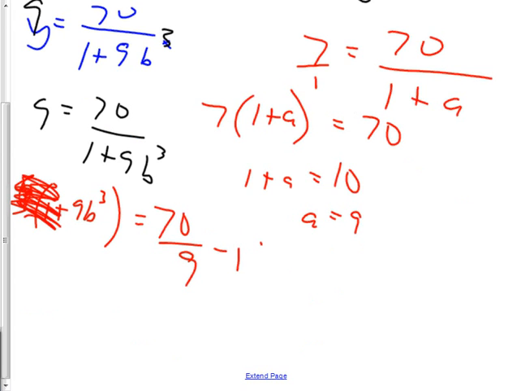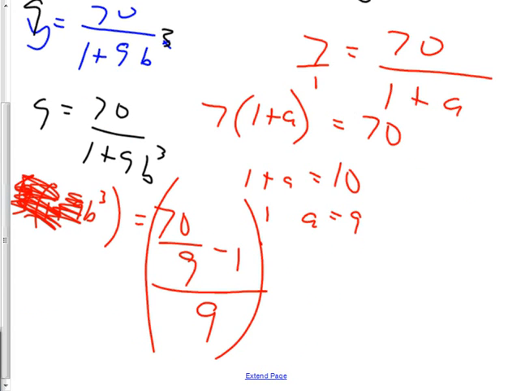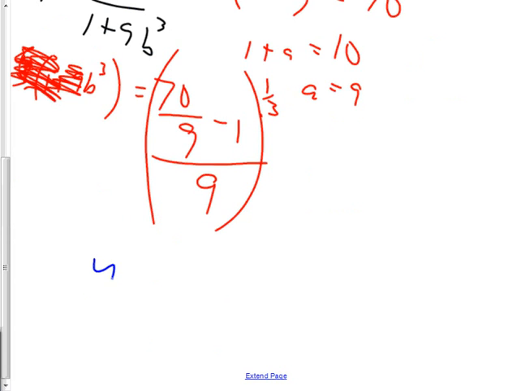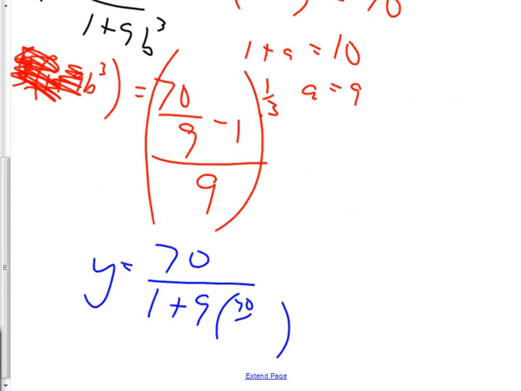So I'm going to take the thing and get rid of this 9, divide by 9. Last thing is, this whole thing is in parentheses to the 1/3 power. So, final answer. Y equals 70 over 1 plus 9, and then this big ugly thing, which is 70 over 9 minus 1 all over 9, to the 1/3, and then it needs the x. Very good.